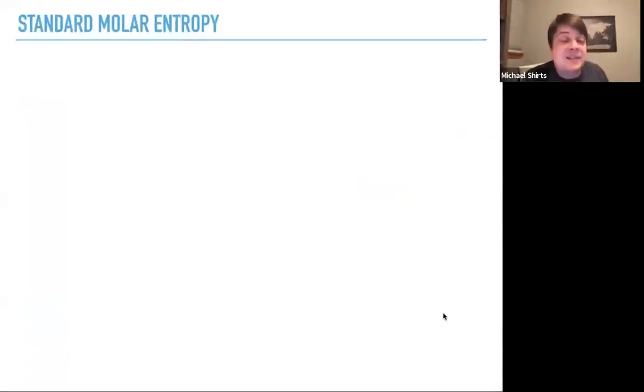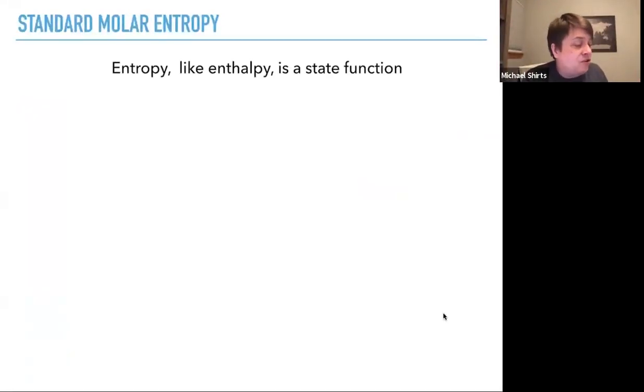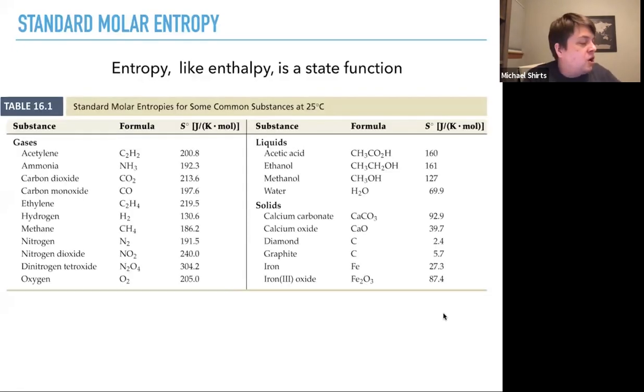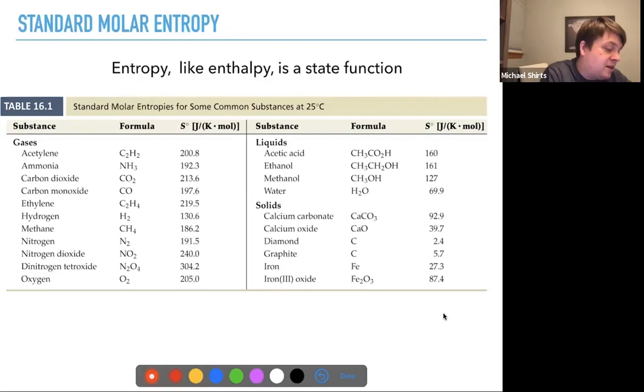So we can tabulate standard molar entropies because entropy, like enthalpy, is a state function. All it depends on is the number of available states, right? It doesn't matter how it got there. So here is a tabulation of standard molar entropies for some common substances. And there are a lot of patterns you can notice. For example, if we compare the solids to the liquids to the gases, you can see that gases generally have higher entropy, which makes sense, right? They've got so many different ways to move around.